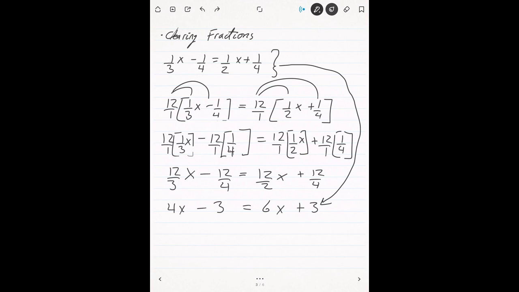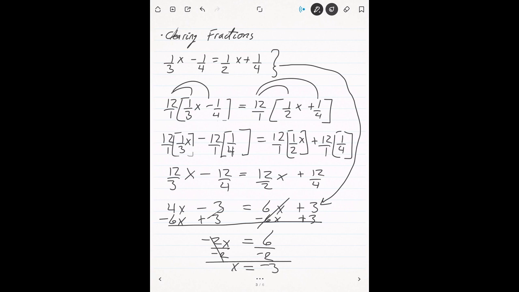So let's go ahead and solve this. It becomes very simple. I'm just going to add 3 to both sides to get rid of that 3. I'm going to subtract 6x from both sides to move that over. Let's see, 4x minus 6x is a negative 2x. 3 plus 3 is 6. And if I divide both sides by negative 2, we end up with x equals negative 3. And it's easy as that.